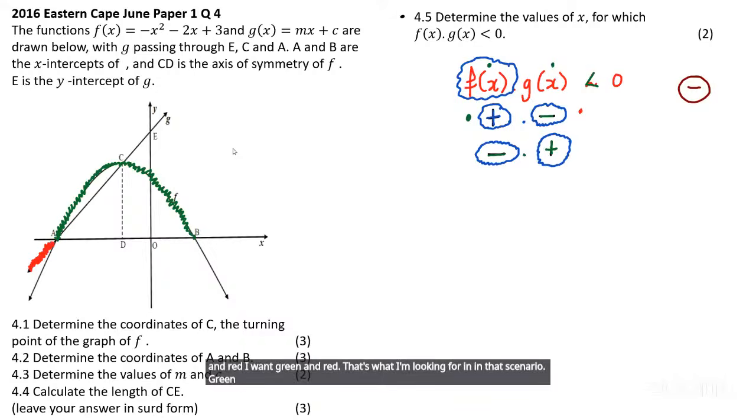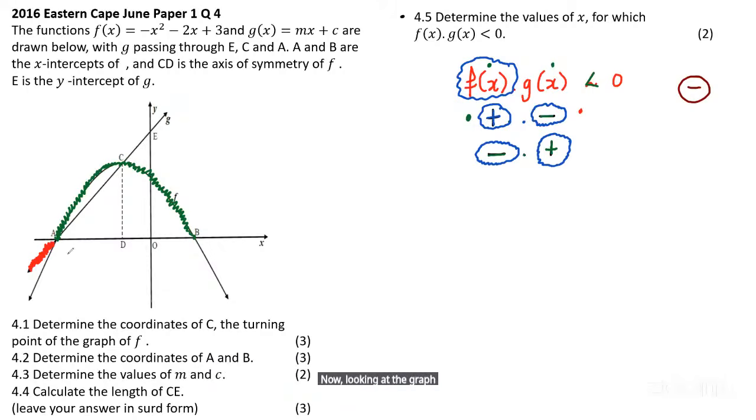Green and red. Now, looking at the graph, I don't think I can get it. There's no part of the graph where both graphs show me green and red simultaneously. I'm not seeing above and below. So green and red simultaneously is not existent. This situation is not there. So green and red can't work.